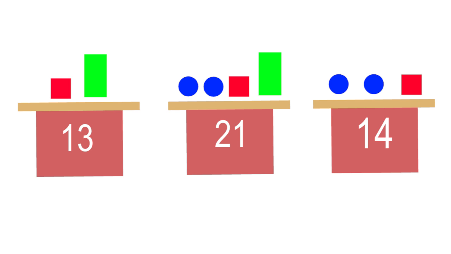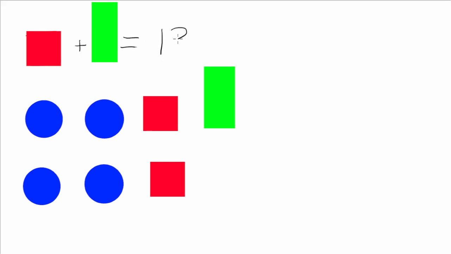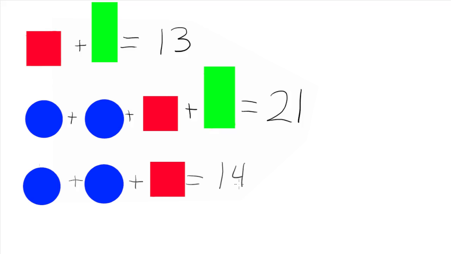Our second task gives us 3 scales. We will use the strategies from the first task to help us solve this task. Specifically, we will represent each scale as an equation using variables to help us identify an entry point to begin solving the task. Square plus rectangle equals 13. Circle plus square plus rectangle equals 21. Circle plus square equals 14.